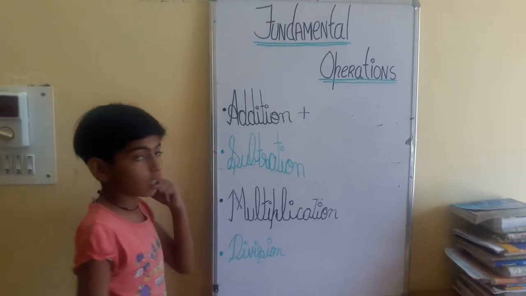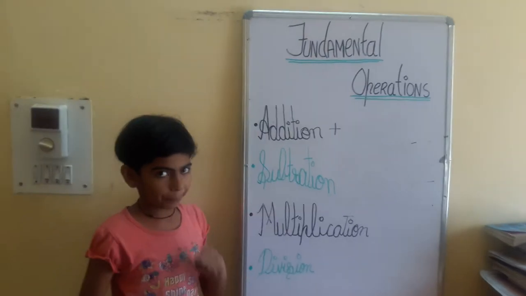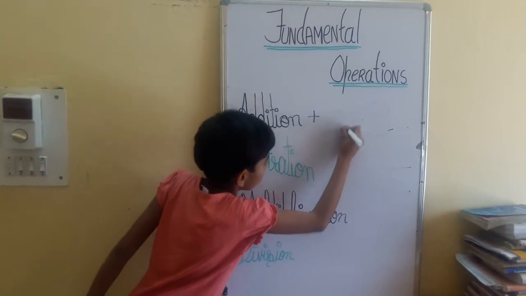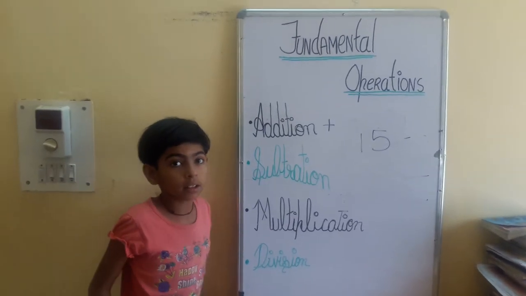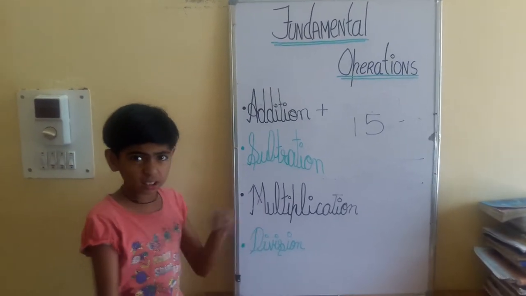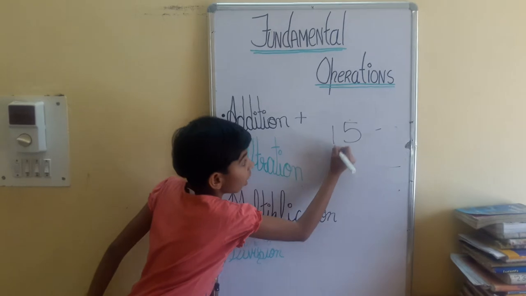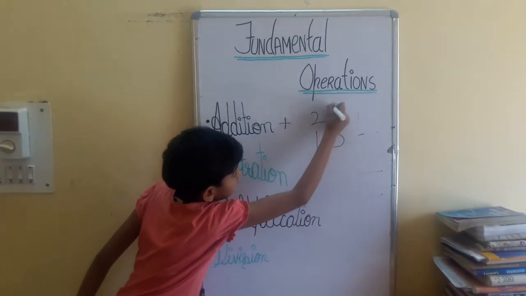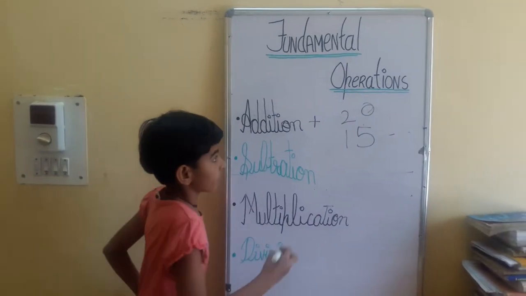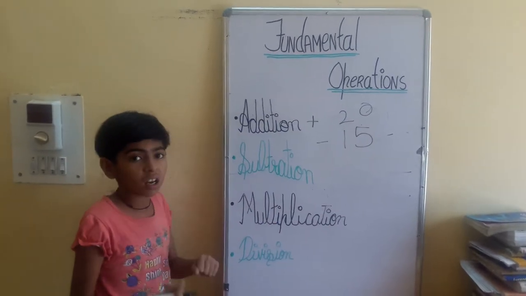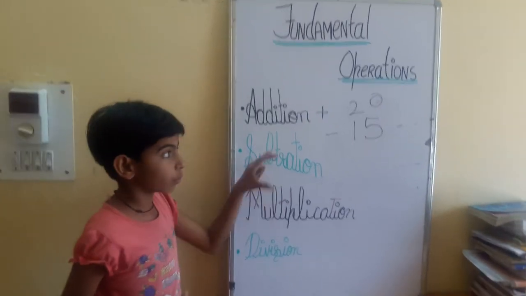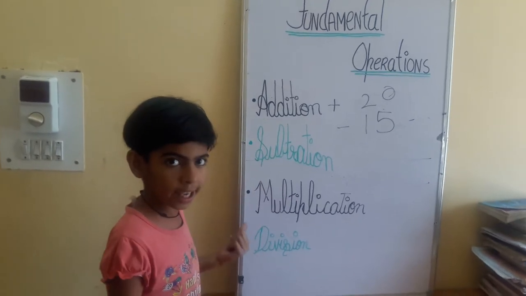Seema brought a napkin for rupees 15, and Geeta also brought another napkin for rupees 20. So what is the difference between the prices of both napkins that they have bought?